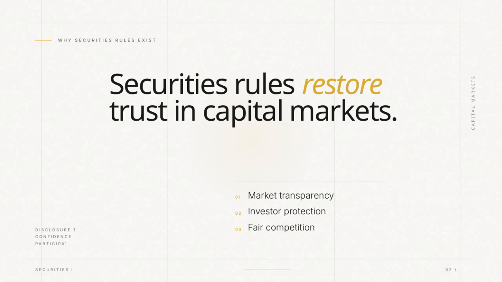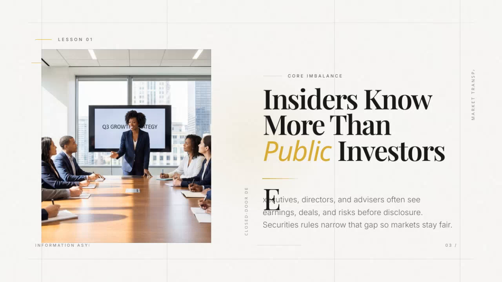Overall, disclosure plays a critical role here. It transforms confidence into active participation by making information accessible and reliable. These core principles form the foundation of why securities rules are so important. In this lesson, we're focusing on market transparency and the concept of core imbalance.